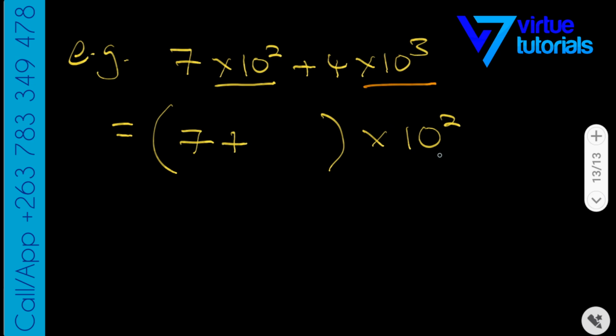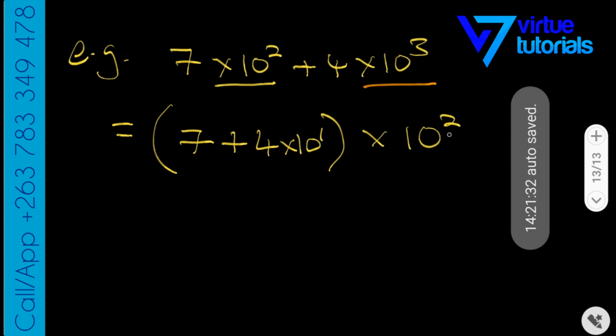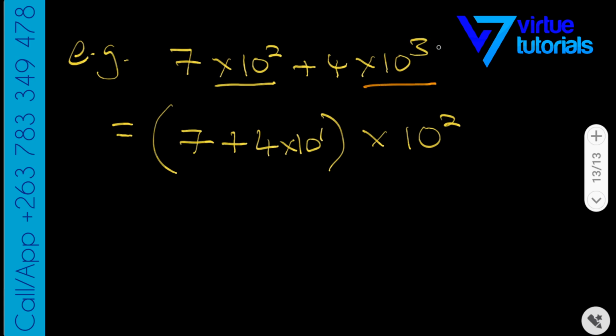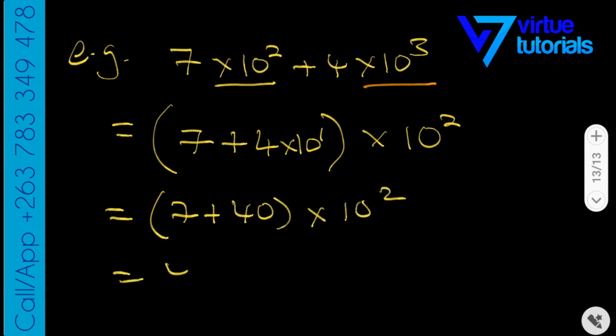Here I've written times 10 to the power 2, meaning that from 10 to the power 3, 10 to the power 2, there's still another 10 to the power 1 left with 4 because I factored out 10 to the power 2. So 4 now remains with a 10 to the power 1, because I've only factored out 10 to the power 2 out of the 10 to the power 3. So now I'll have 7 and 10 to the power 1, I will convert it back to its original form. 10 to the power 1 is the same as 10. 10 times 4 gives you 40. Then 7 plus 40, that's 47 times 10 to the power 2.